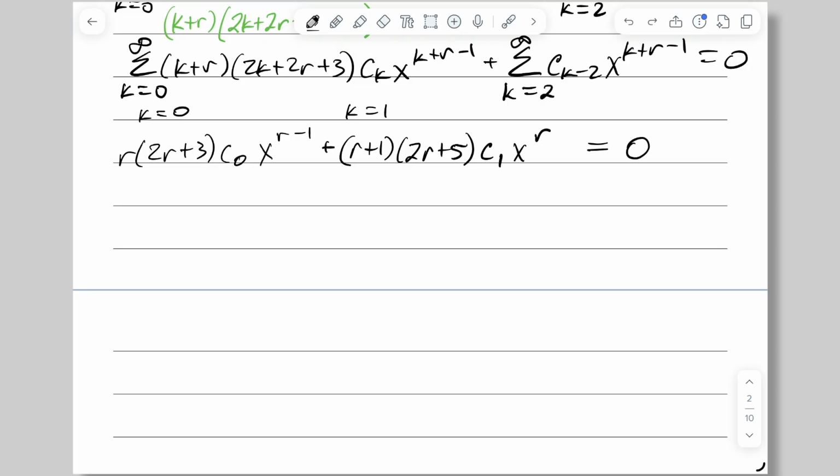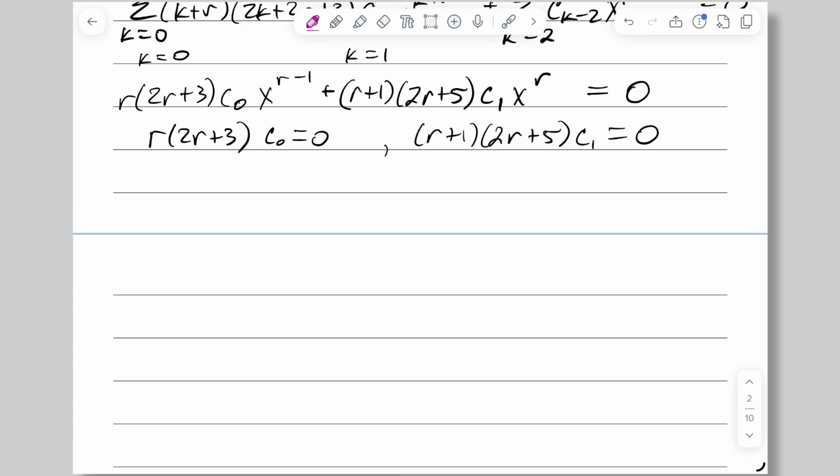This gives us two equations, right? Because we know the term on the right-hand side for x to the r minus 1 is 0, and for x to the r is also 0. So we have that r times 2r plus 3 c sub 0 is equal to 0, and we have that r plus 1 times 2r plus 5 c sub 1 is equal to 0.